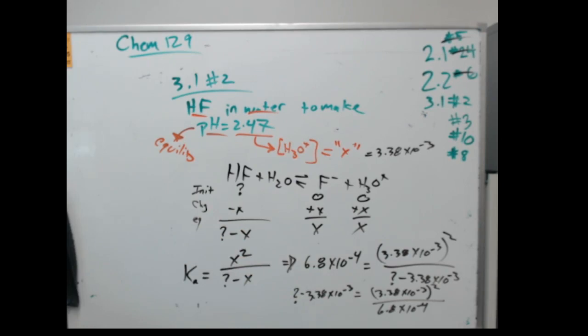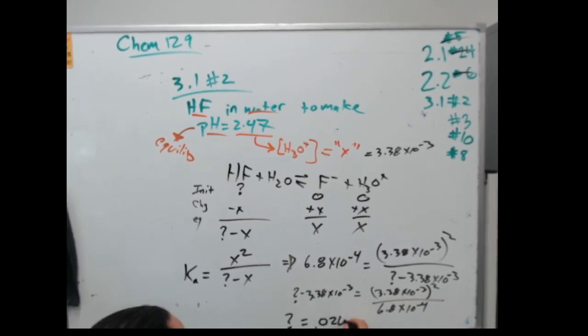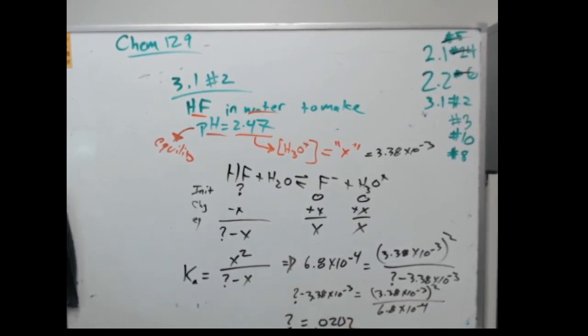3.38 times 10 to the minus 3 squared divided by 6.8 times 10 to the minus 4 is 1.6, plus 3.38 times 10 to the minus 3. I get question mark. Tell me if this sounds good to you. 0.0202 molarity. Is that the answer people got? Different numbers, right? So you might have a different pH, different numbers, but that's the process. All of the answers should be someplace around that molarity, I think.